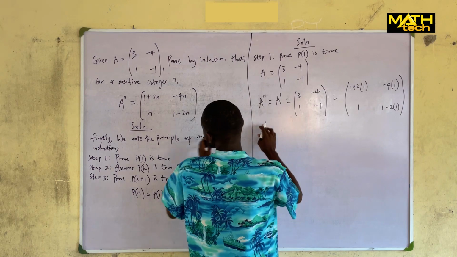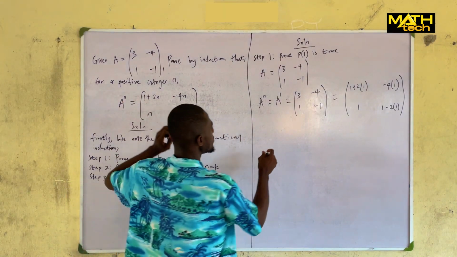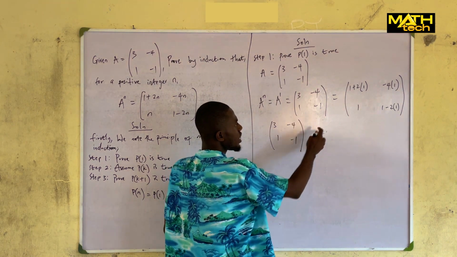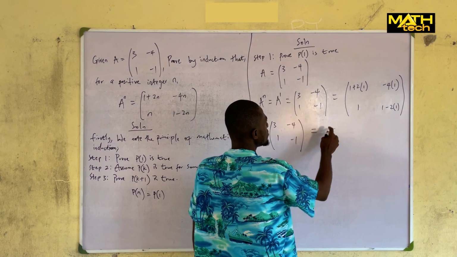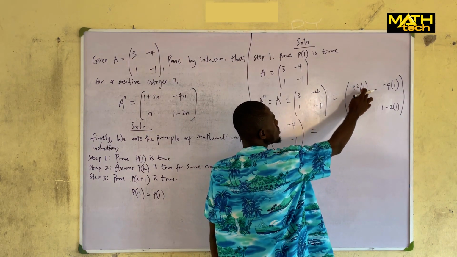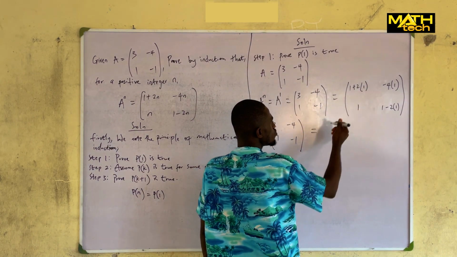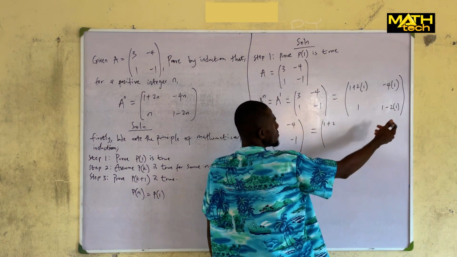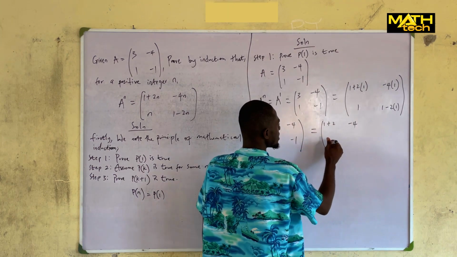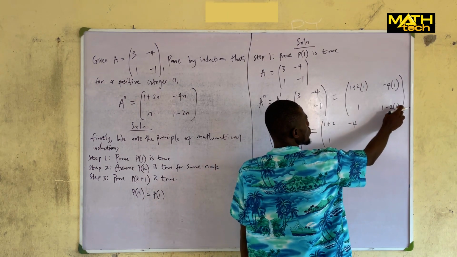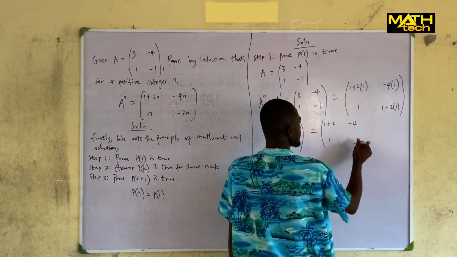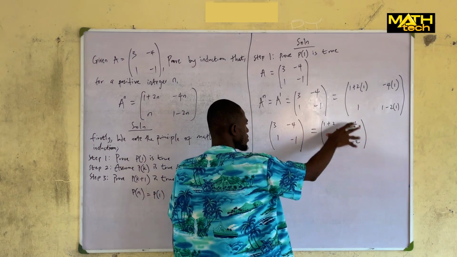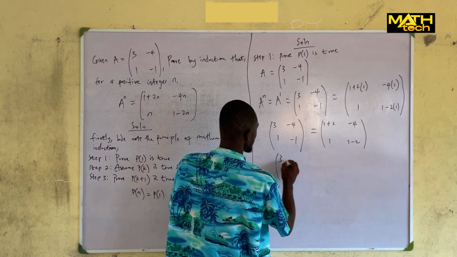The left-hand side, which is A raised to the power n, still remains 3, -4, 1, -1. Now let's equate it to the right-hand side to see if it's the same. Here 2 into 1 gives us 2, so we still have 1 plus 2. Here -4 times 1 gives us -4. We still write down the 1 here and here. 1 minus 2 times 1 gives us 1 minus 2. So, solving the right-hand side, the left-hand side will remain the same.